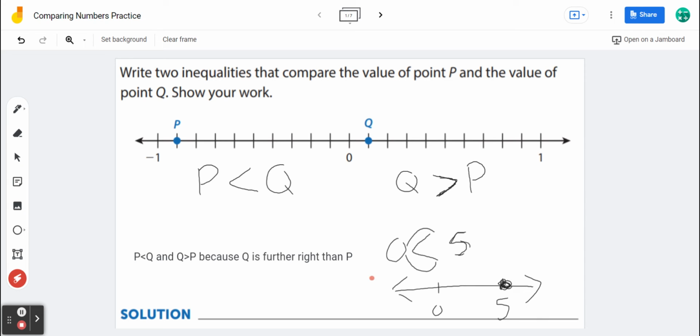Notice, I'm going to explain this a little bit more. Notice that I did not say because Q is bigger than P. Because if I actually label these fractions, Q is 1/10 because there's 10 spaces between 0 and 1, so that means each space is 1/10. And P is -9/10.